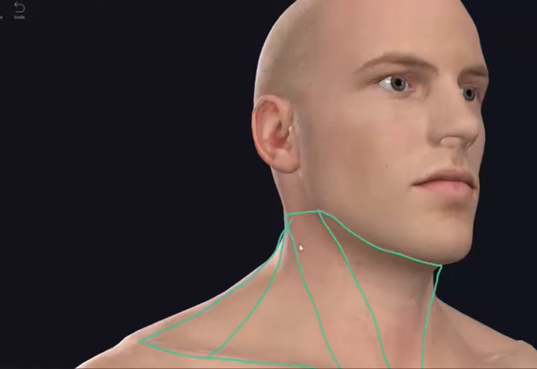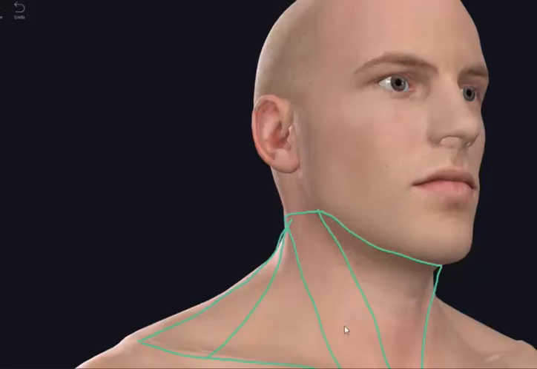Okay, so you have the SCM or sternocleidomastoid region. You have the posterior cervical region, which is back here. You have the lateral cervical region. And you have the anterior cervical region. The sternocleidomastoid muscle, which is going to be just deep to the skin here, actually, as you can imagine, will be defining the sternocleidomastoid region.